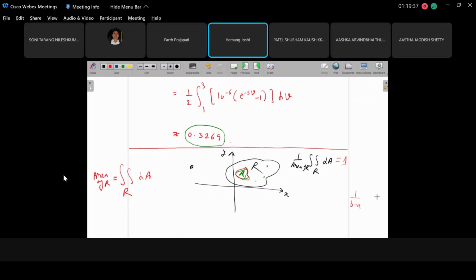Yes, sir. One person has spoken and rightly mentioned 1 upon (x2 minus x1) into (y2 minus y1). Why? Because if you are considering only a rectangular region, okay? If you have a rectangular region from x1, y1 to x2, y2.